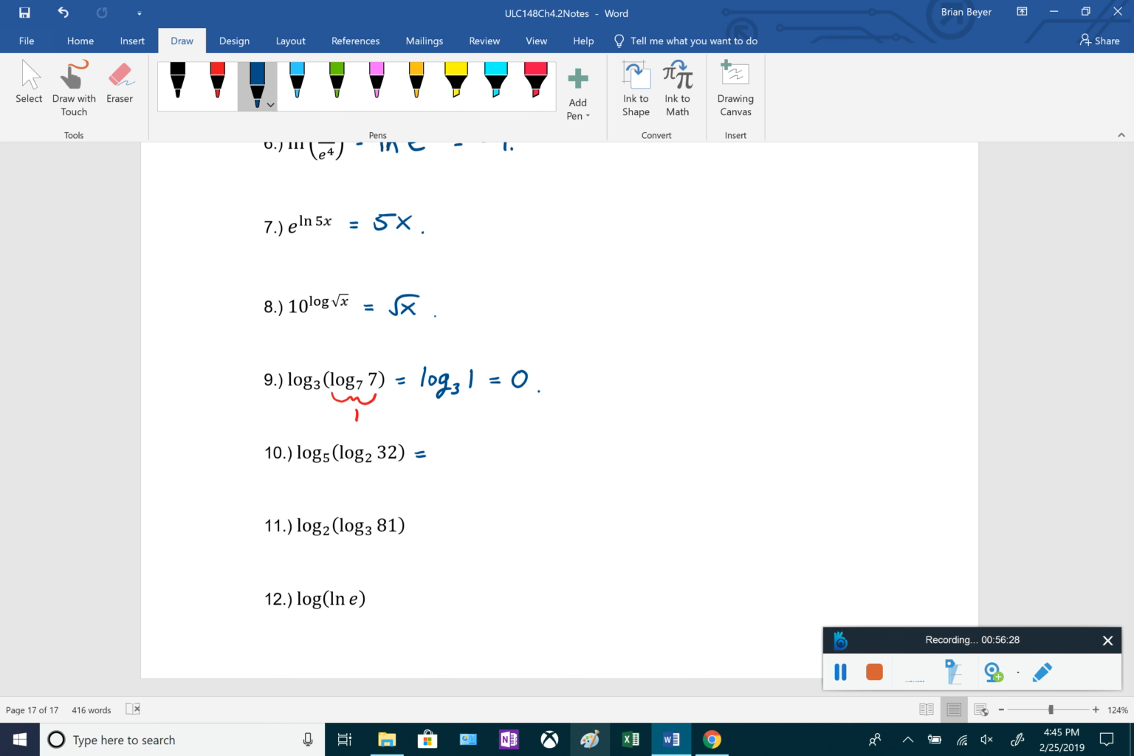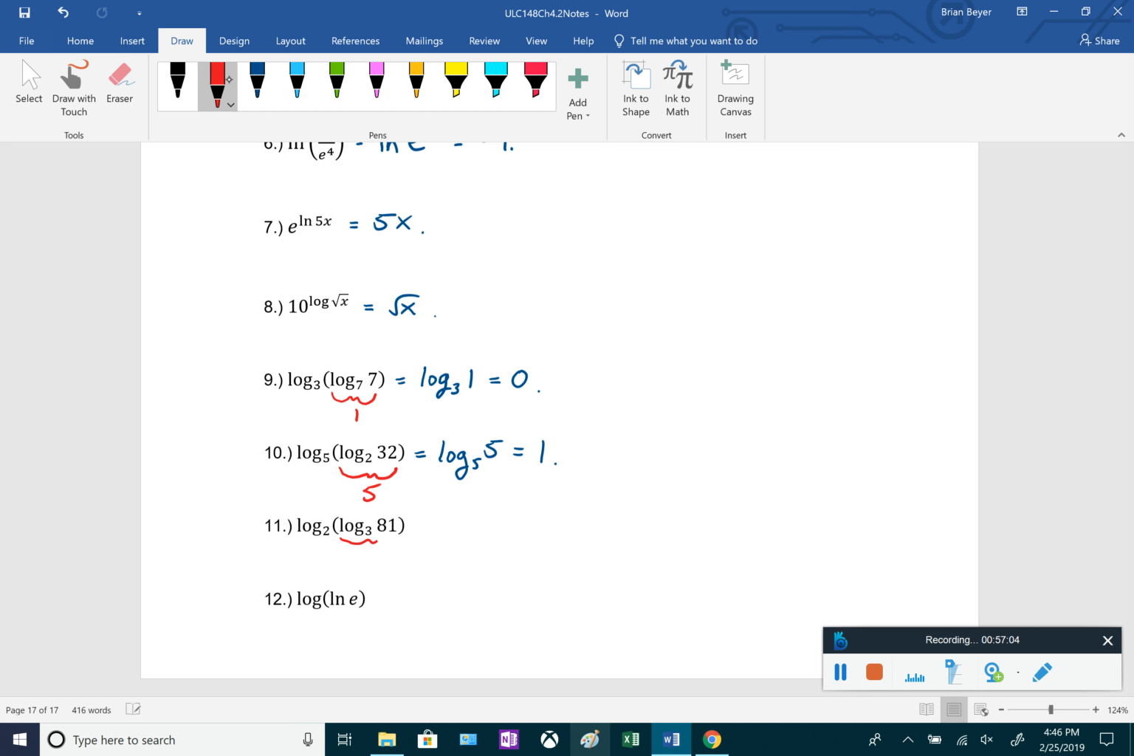Next one, log base 5 of log base 2 of 32. Once again, let's do the inside first, in parentheses. Looking at log base 2 of 32, what I'm saying is 2 raised up to what power equals 32? 2 raised up to the 5th power equals 32. You can set it up a bunch of the different ways that we've already set these up, but that's the way you can read it in your head. 2 raised up to what power equals 32? The answer is 5. So this is log base 5 of 5. Log base b of b equals 1.